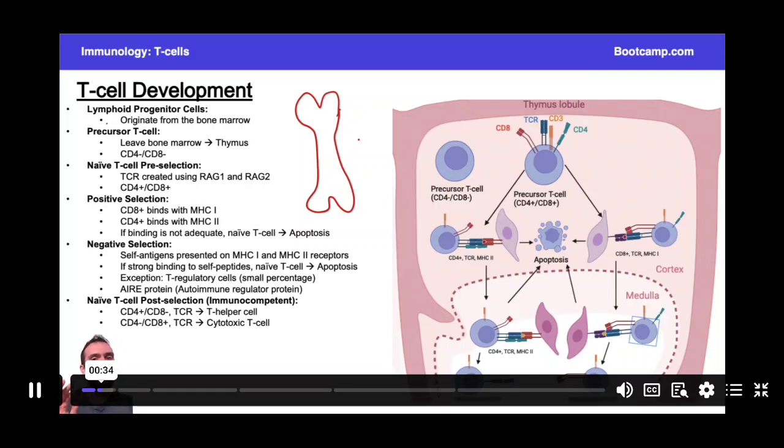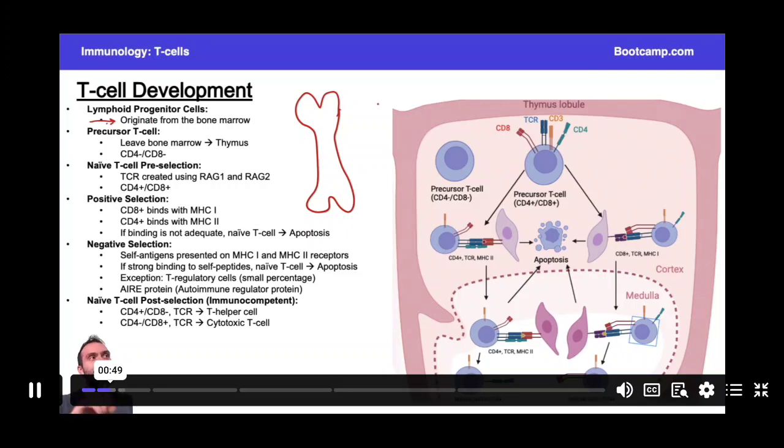And we're primarily concerned, especially in immunology, with the lymphoid lineage. And this lymphoid lineage is going to give rise to T cells, to B cells, to natural killer cells. Now, the B cells, remember, are going to not only originate in the bone marrow, but they'll also then go on to develop in the bone marrow.